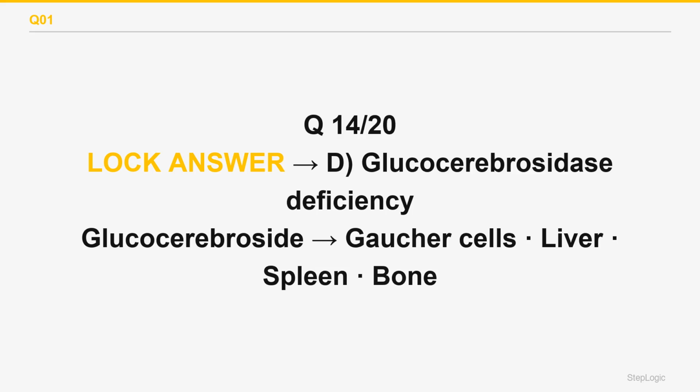Quick elimination. Sphingomyelinase, choice A, is Niemann-Pick, also Ashkenazi, but has neurologic decline and a cherry red spot, unlike Gaucher. Hexosaminidase A, choice B, is Tay-Sachs: cherry red spot, no hepatosplenomegaly, fatal in infancy. Alpha-galactosidase, choice C, is Fabry disease: painful neuropathy, angiokeratomas, X-linked. No cherry red spot in Gaucher.